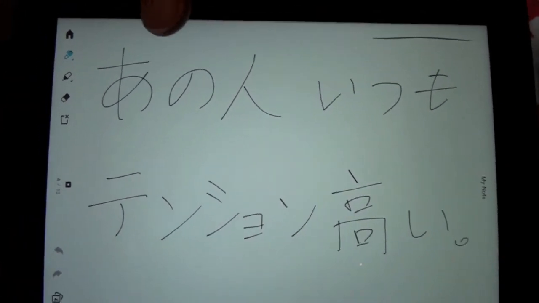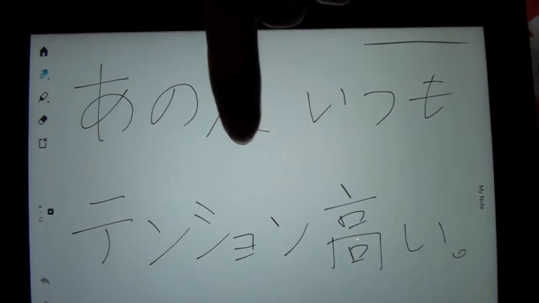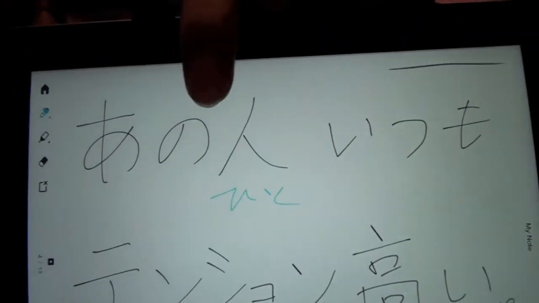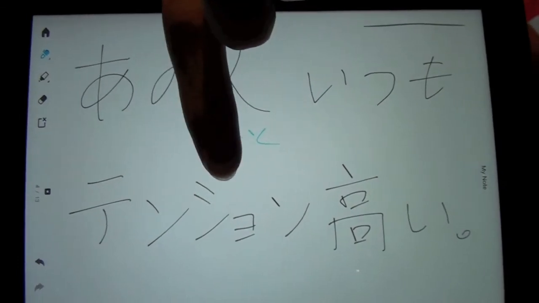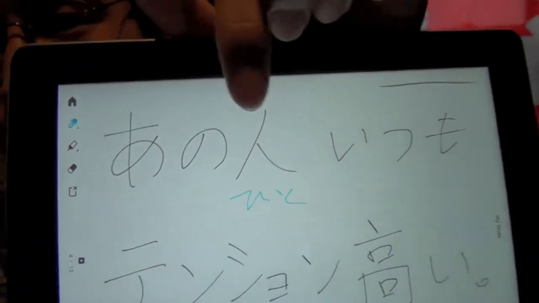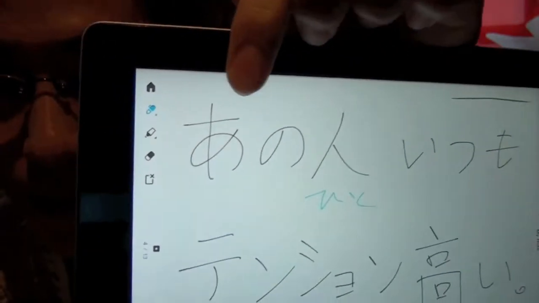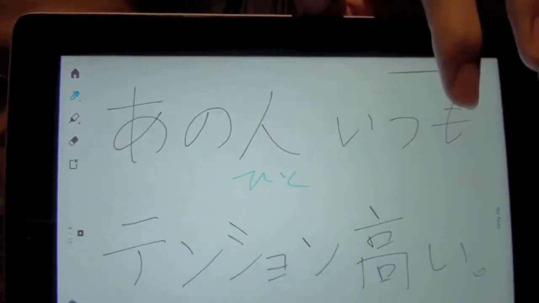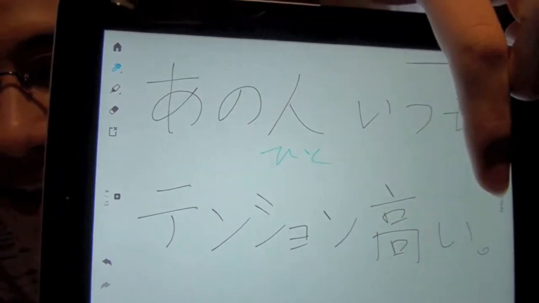あの人いつもテンション高い。I forgot to put the yomigana, but I think you can read 人. あの人いつもテンション高い。あの人, that person, that man, いつも, always, テンション高い. Tension in Japanese, I don't know why tension means what hyper means in English. I don't know why tension in Japanese means what hyper in English means.